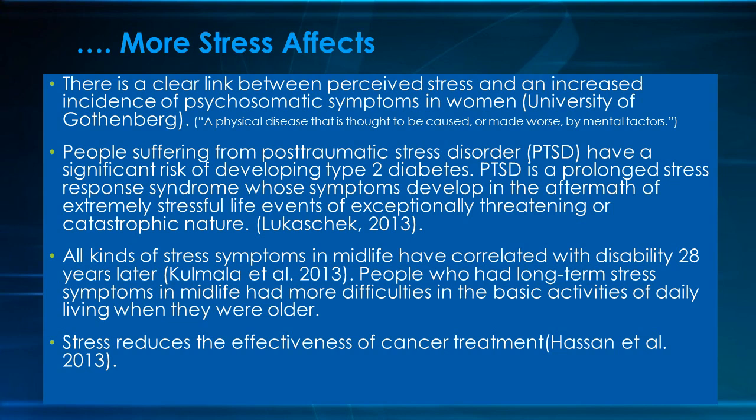There is a clear link between perceived stress and an increased incidence of psychosomatic symptoms in women. Now, this is from the University of Gothenburg. Basically, a physical disease thought to be caused or made worse by mental factors. So what you think creates your anxiety, creates your stress, then increases the symptoms in your body, and that could be a rash on your body. People suffering from post-traumatic stress disorder have a significant risk of developing type 2 diabetes.